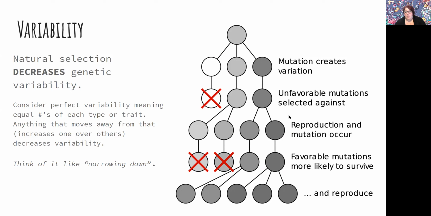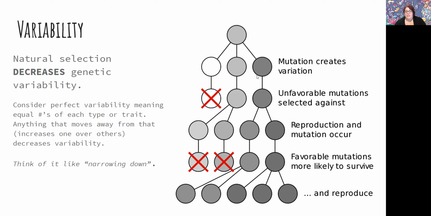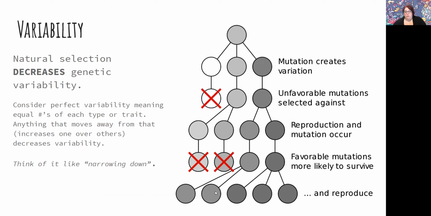But as mutation and reproduction and selection occur, like in this picture at the bottom, we have 2 light gray and 3 dark gray. That has moved away from equal numbers of each, and we've actually entirely lost the white circle. Anything that moves it away from equal numbers is considered a decrease in variability. You can also think of it like narrowing down. If there's a big diversity in the population, and for some reason the white circles just don't survive as well, but the dark gray and the light gray circles do, we're narrowing down which ones can reproduce more. So narrowing down is like a decrease.